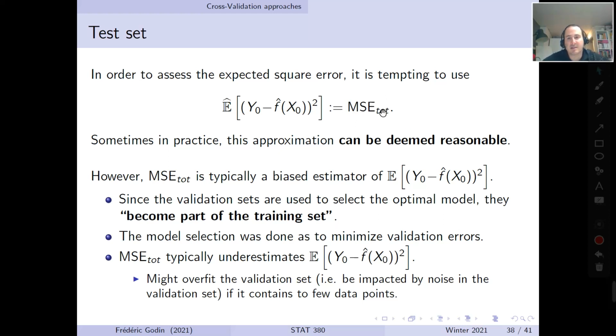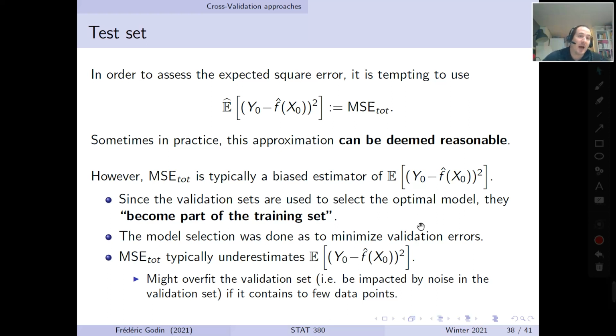Why is that biased? Well, it's because since the validation set is used to select the optimal parameter K, in some sense, it becomes part of the training set, because you've used this new data set to select one parameter for the model. Okay, and the selection was done so as to minimize the errors in the validation set.